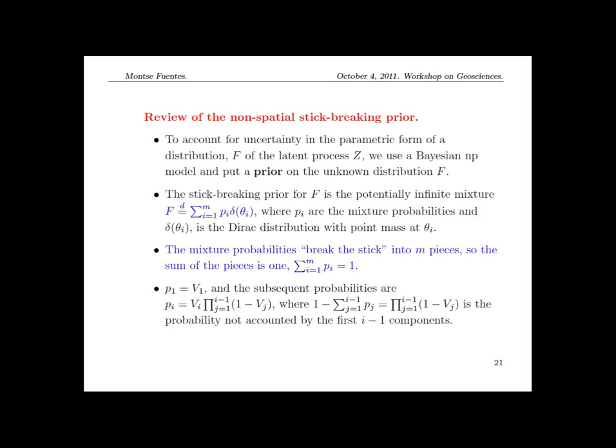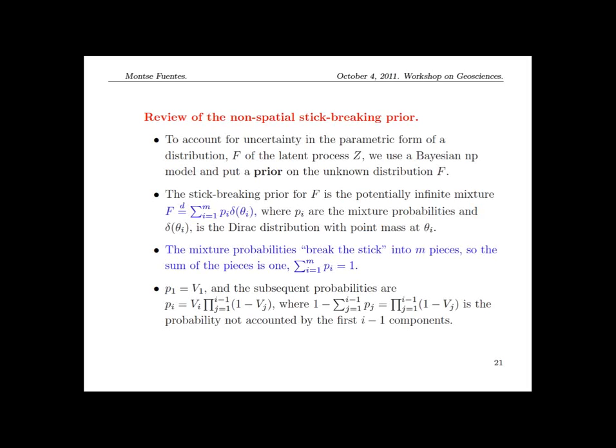So in a Bayesian statistical framework, what we're going to do is put some type of prior on the actual unknown distribution of interest. So we treat it as unknown, and we have been modeling that with a mixture. Here the expression that we have for the unknown distribution is a mixture with some probabilities. This is the Dirac delta. So this distribution is taking some values, theta, with some probabilities.